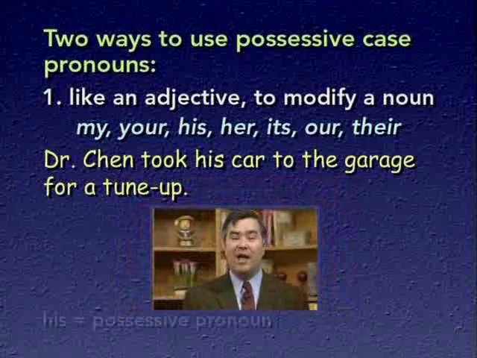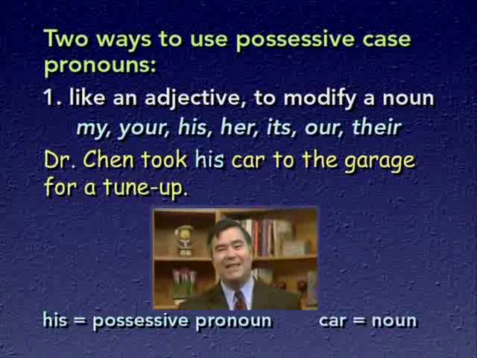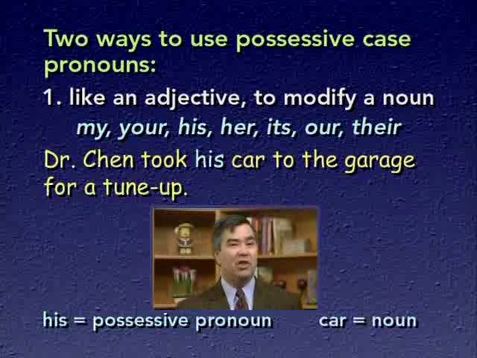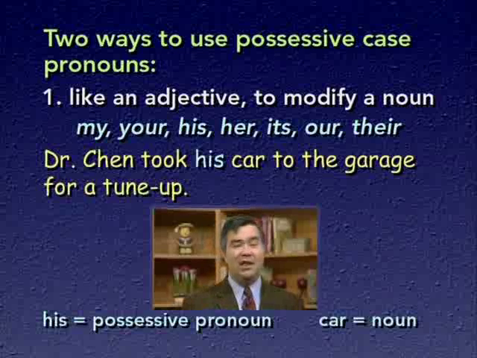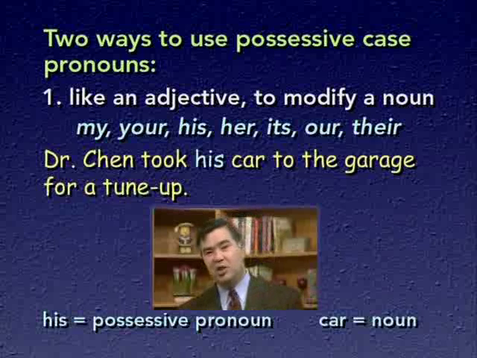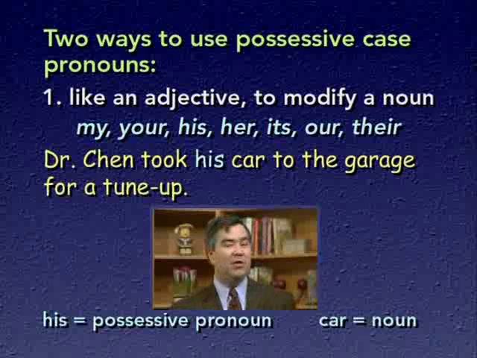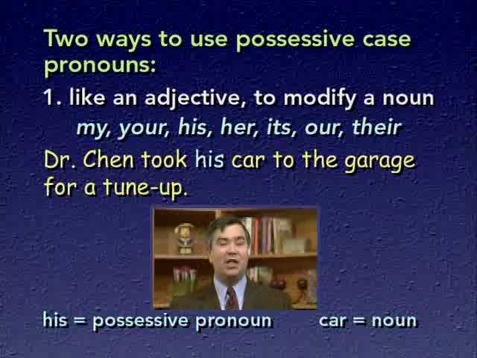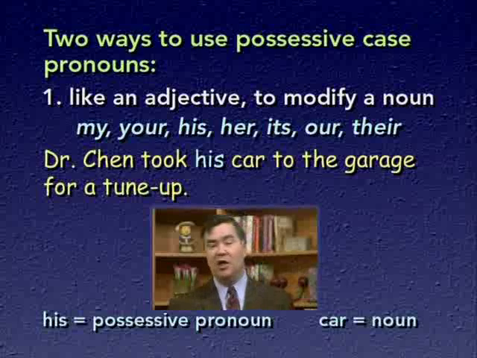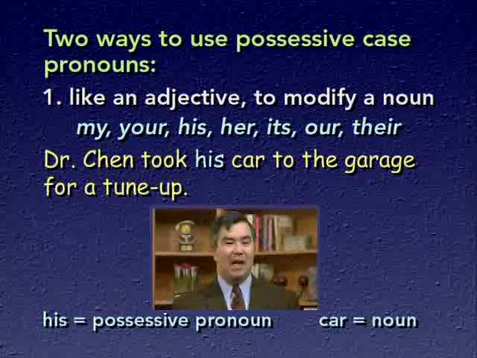Here we have the possessive pronoun his, and it comes just before the noun car. So it explains exactly whose car was being taken to the garage. In other words, it shows possession or ownership of the car by Dr. Chen. His is the pronoun that refers back to Dr. Chen, and it's a possessive pronoun because it shows Dr. Chen's possession or ownership of the car. And in this case, his is being used very much as an adjective. It gives a little more information about the car. What kind of car? Whose car? It was his car, Dr. Chen's car. So his, in this case, is a possessive pronoun being used as an adjective to modify the noun car.